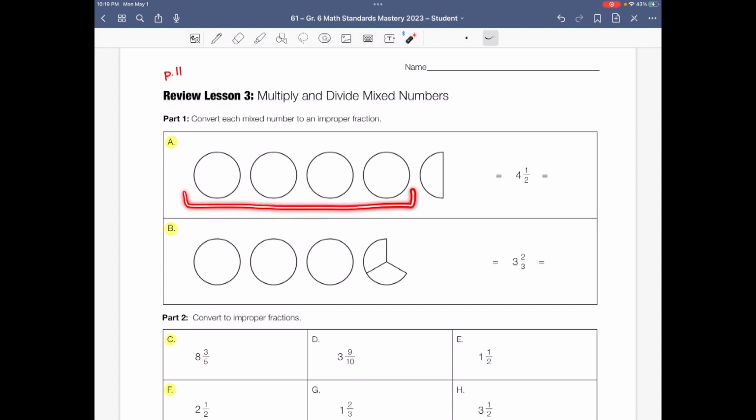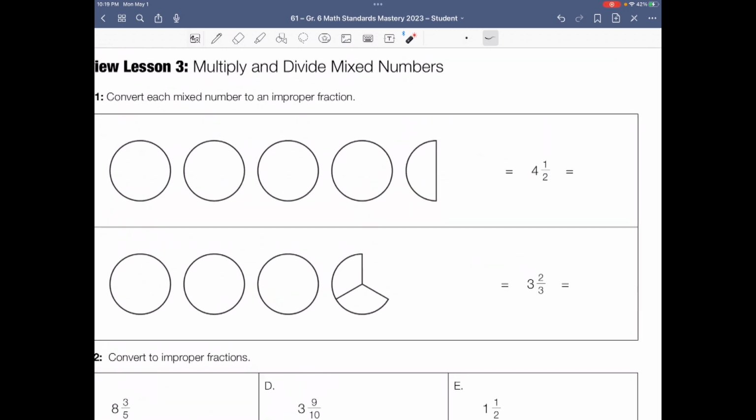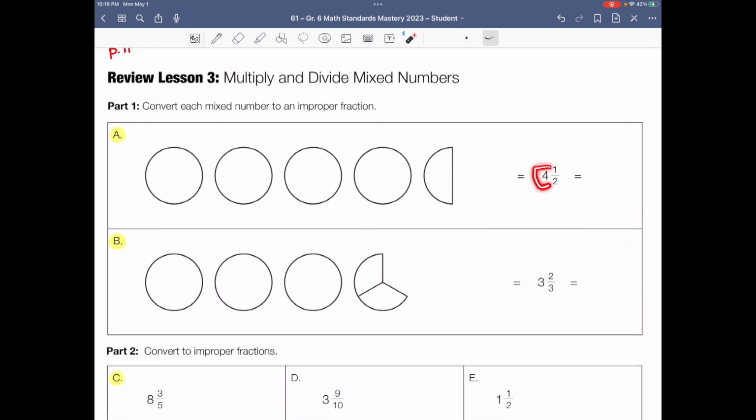So not only do we have whole numbers, not only do we have fractions, we have both whole numbers and fractions, and that's what makes it a mixed number. So if you look at 4 and 1/2, 4 is a whole number, 1/2 is a fraction. This is considered a mixed number because there's a whole number and there's a fraction. So what if you wanted to work only with fractions and not with whole numbers and fractions? So let's turn everything into fractions.